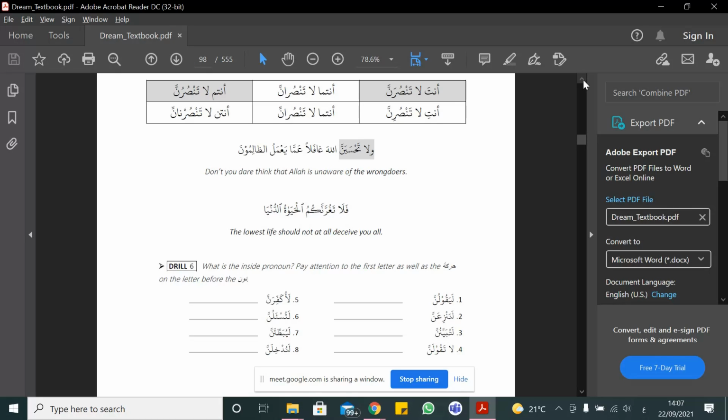What do we look at? Do we look at na or do we look at the harf before it? The harf, yeah. So it's dhamma and the lam. So it would be antum, because of the dhamma, right? Yes, very good. So our inside pronoun is antum. And what is the la here? La of emphasis or la of negation? Lam al-tawkid. Very good. Sister Samia, next one, please.